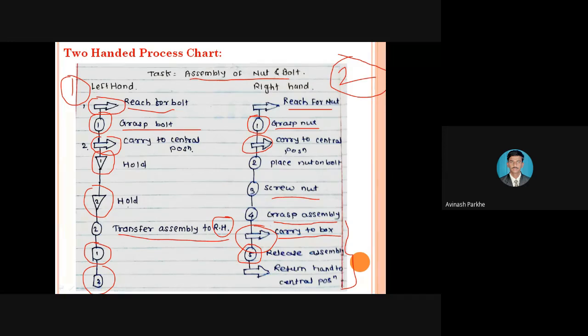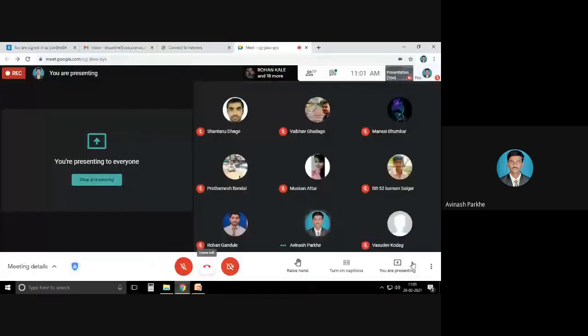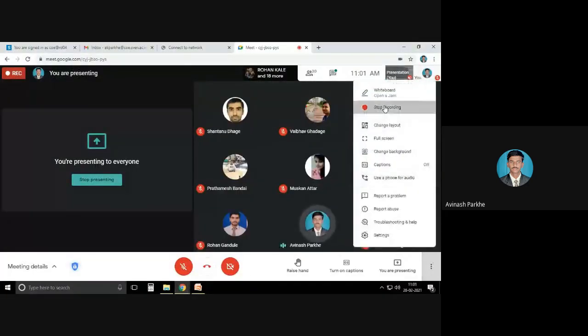Name itself suggests two-handed process chart means the movement of the left hand and the movement of the right hand are recorded simultaneously. Therefore this chart is called a two-handed process chart. Okay, so with this today we will stop here. The remaining part we will see in the next lecture.